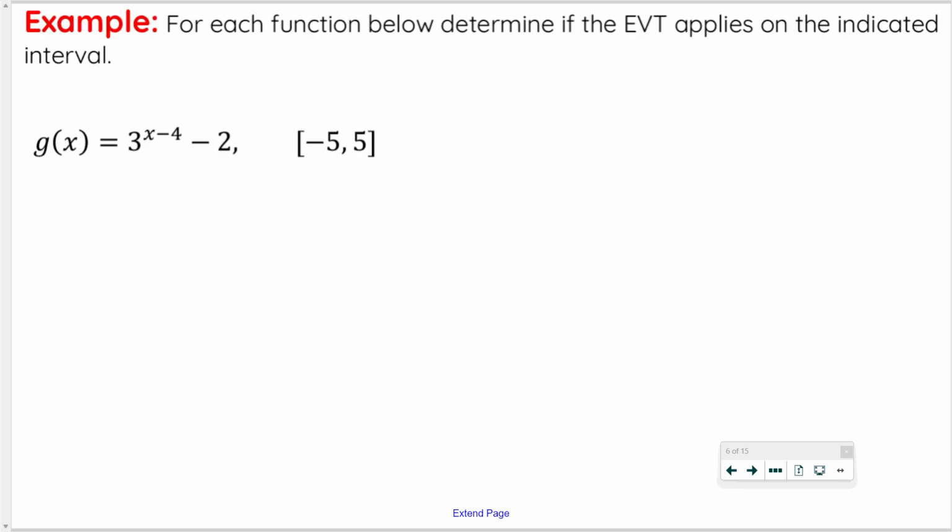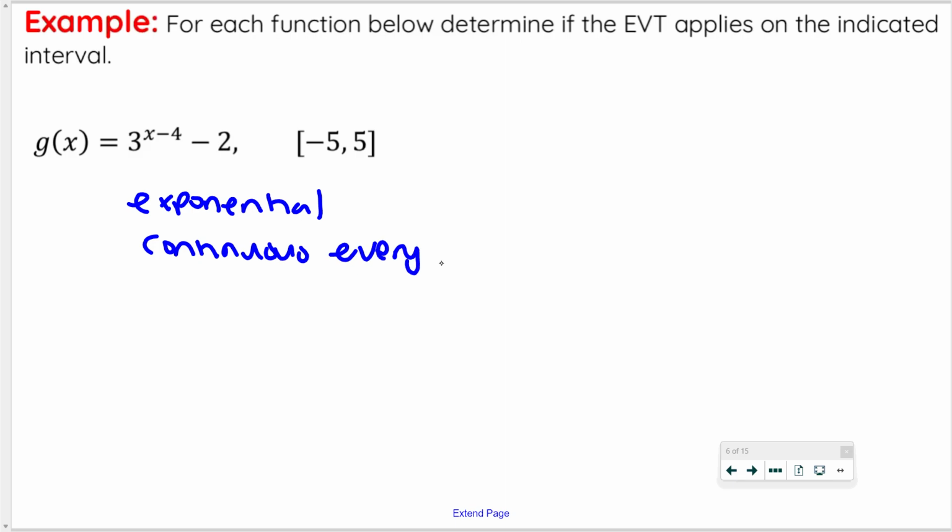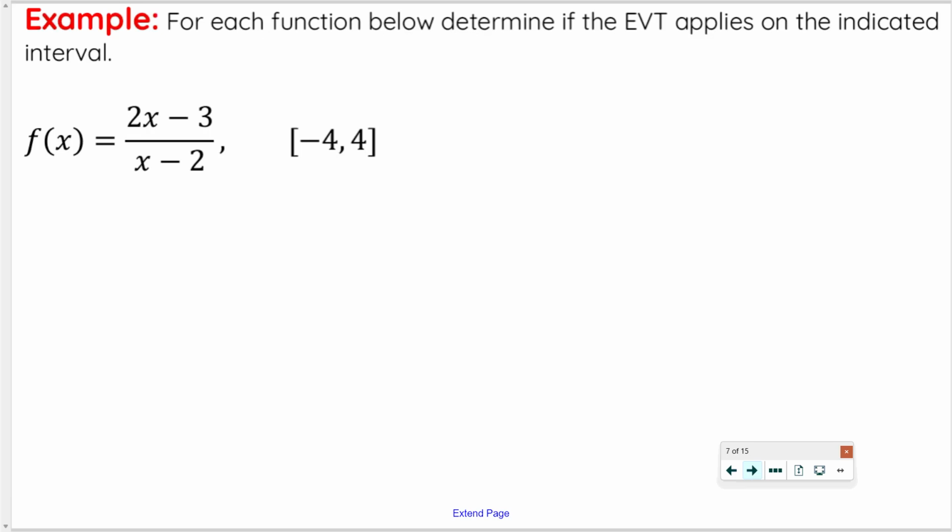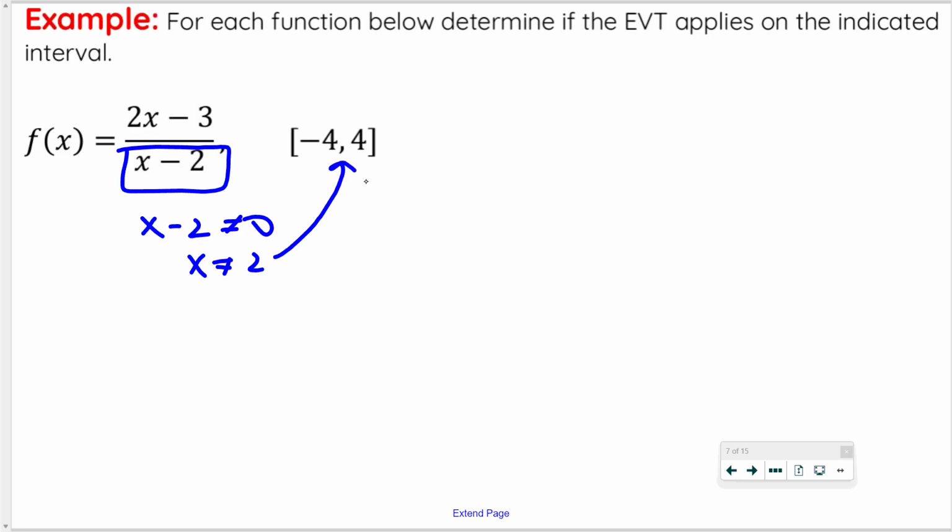Okay, let's look at this one. For each function, determine if the EVT applies on the indicated interval. If I look at g of x, again, I am looking for continuity. This is an exponential function, and exponential functions are continuous everywhere. So that means that the EVT does apply for this. Over here I have a rational function. Rational functions, I'm not allowed to divide by 0. So I know that x minus 2 can't be 0, which means x can't be 2. And since 2 falls in that interval, the EVT does not apply on this interval.